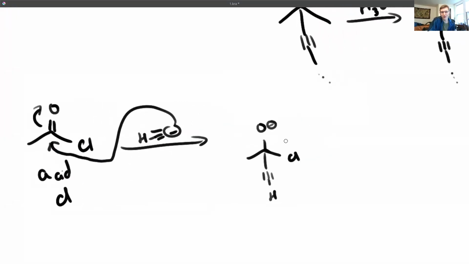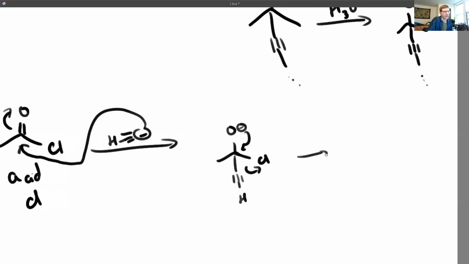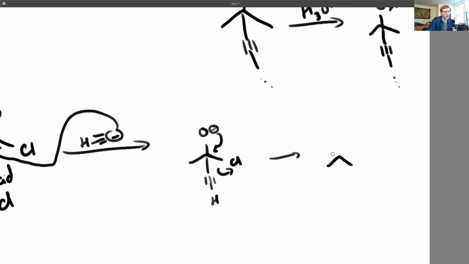Well, this chlorine's a pretty good leaving group, right? And that carbonyl is generally really stable. So what can happen is we'll kick off that chlorine and recover our ketone now with a triple bond on it. Okay. So this is a possibility.